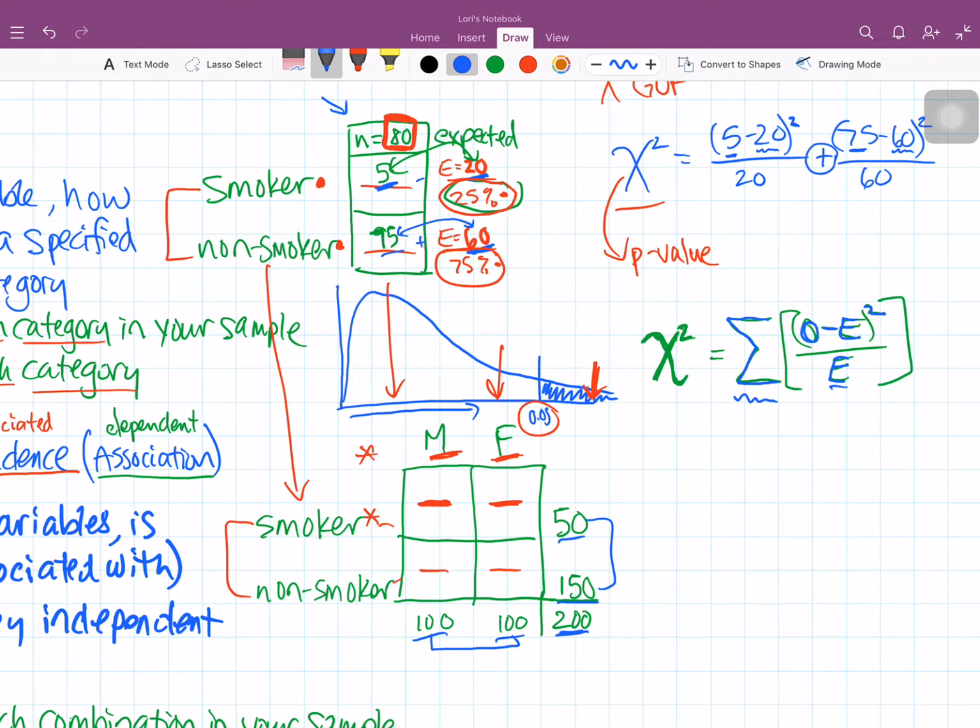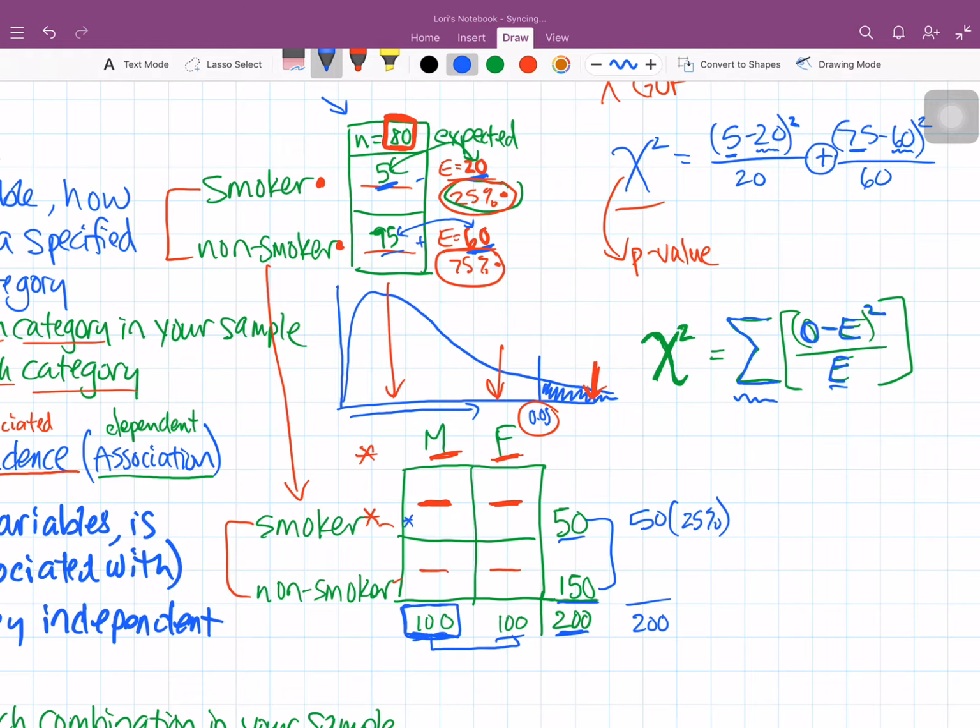that's taken care of. So the next thing is we want to calculate the expected values, and I'd like to show you how to do that. So here we have 100 individuals, and we want to know how many of them we would expect to be male smokers. Now, probably conceptually the easiest way to think about that is to think about the proportion that are smokers. So we have 50 out of 200 that are smokers, and that is 25%.